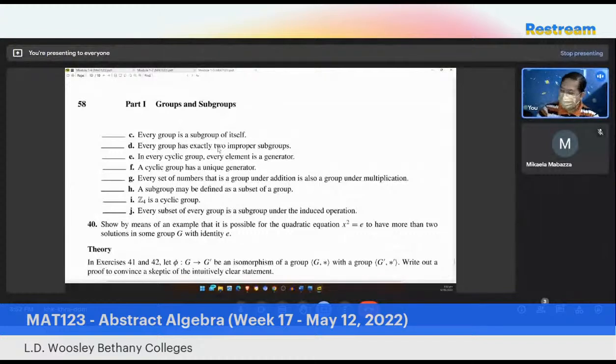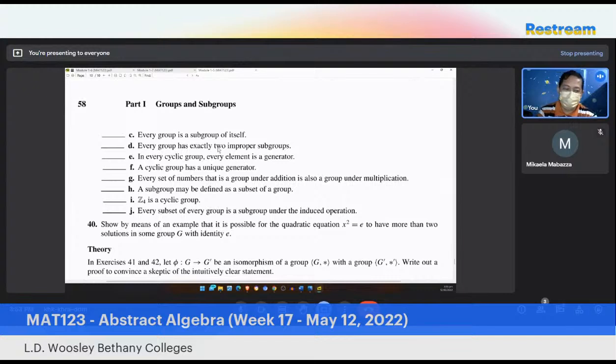Letter G. Every subgroup of a group under addition is also a group under multiplication. So, pag grupo siya under addition, automatic ba grupo din siya under multiplication? False po. False, correct. Okay, letter H. A subgroup may be defined as a subset of a group. True? It's false, no? Magkaiba yung subset sa subgroup. So, it cannot be defined that way, actually.